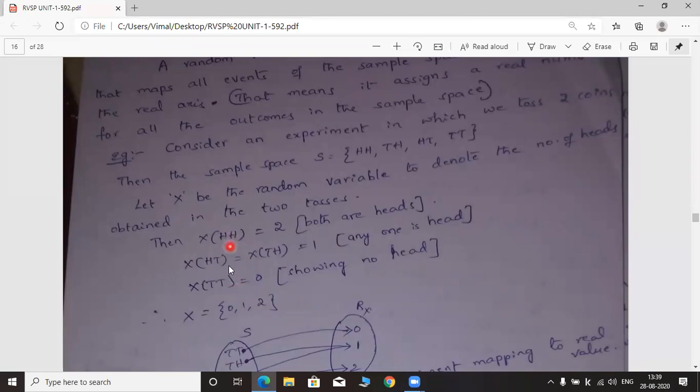Here we have considered 3 points: getting both heads, getting one head, getting 0 heads. So here capital X can be written as the set {0, 1, 2}. That means getting 0 heads, getting 1 head, getting 2 heads. So the random variable can be defined like this.